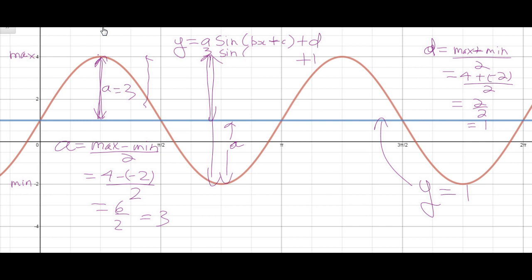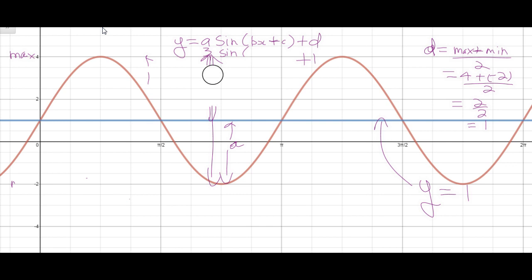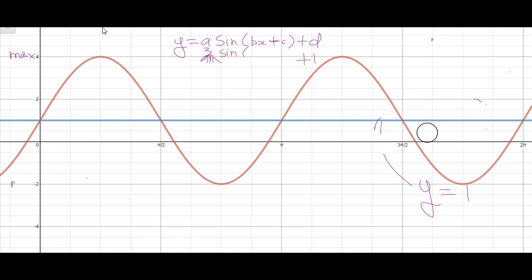Okay, so now we want the b value. Well, the b value is not the period, but it's related to the period, right? So what's the formula? And you can look at the sheet in front of you. What's the formula that relates b and the period? So what did it say? B is equal to 2 pi over the period, right? So b is equal to 2 pi over the period.